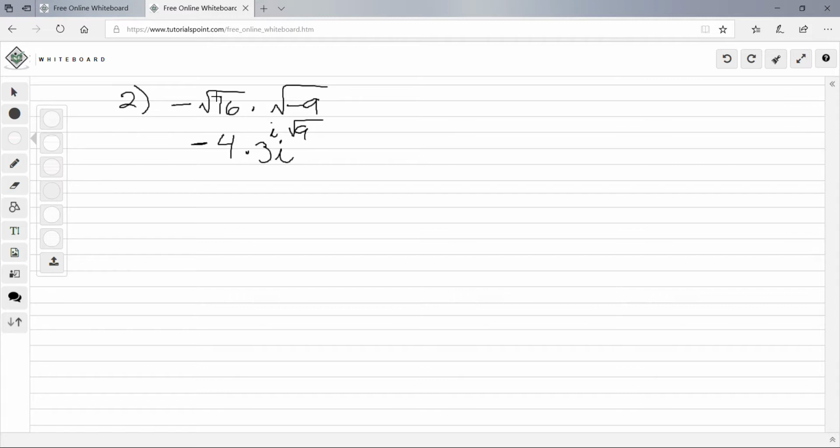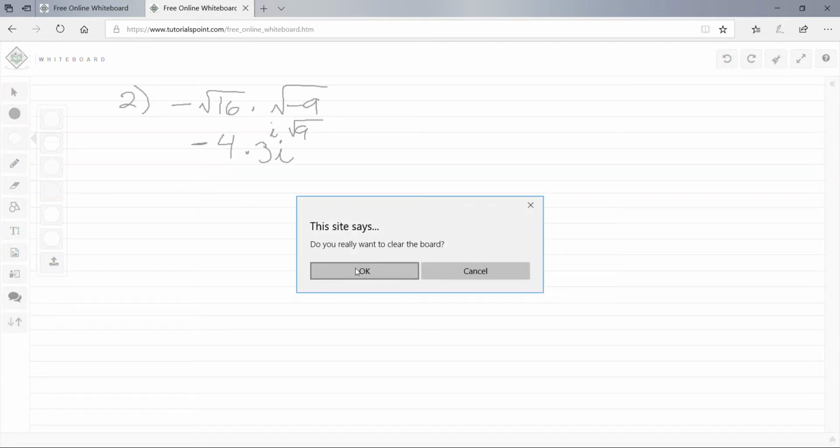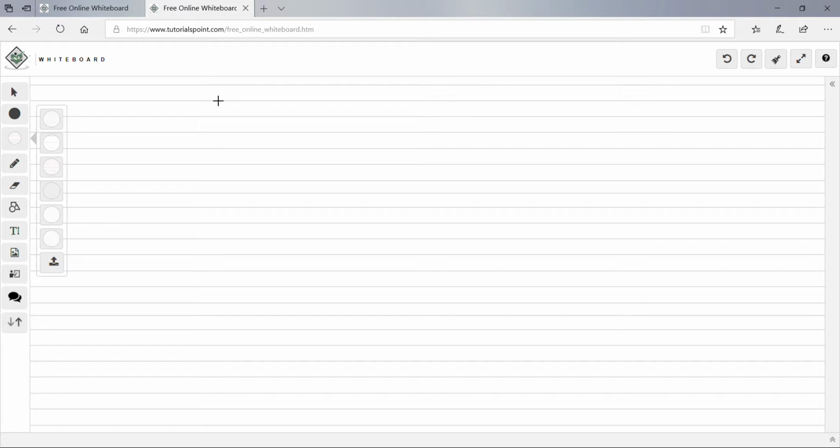Sorry, I wrote the problem incorrectly here. It should be the square root of negative 16 times square root of negative 9. So for the square root of negative 16, let's factor out an i, because you can't have a negative inside the square root. The square root of 16 is 4, times i is 4i. And then I'm going to multiply it by the square root of negative 9, which is 3 times i, which is 3i.